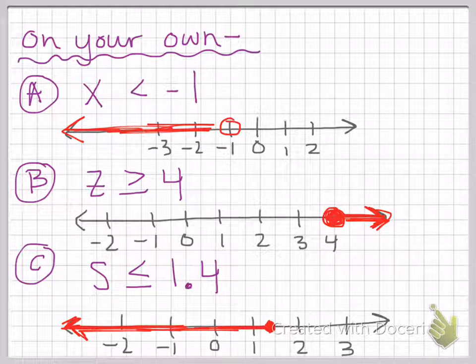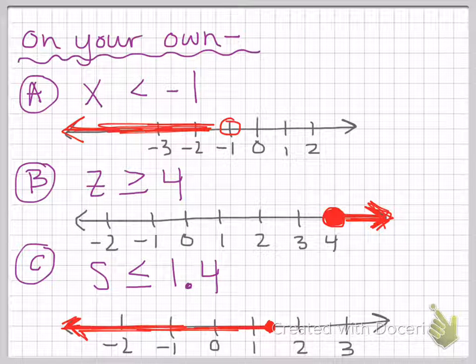Okay, class, here are your answers. A, you should have left it open because once again, class, there's no equal to, meaning that the solution cannot be -1. So it's anything less than -1, so you go this way, okay? For B, you should have located the 4 and made it a closed circle because again, you see that equal to? Okay, and then it's greater than, so you move to the right.